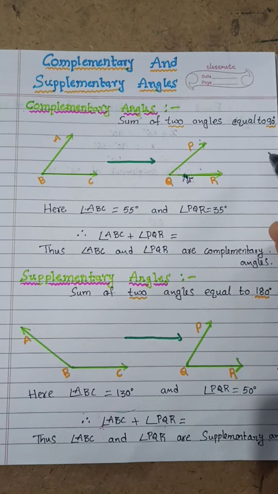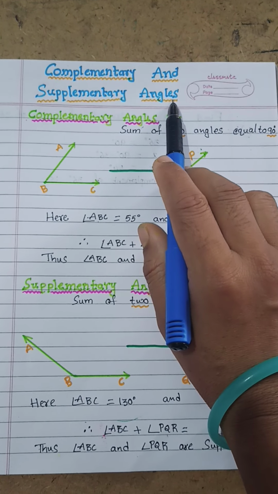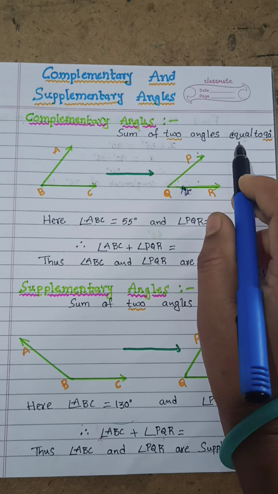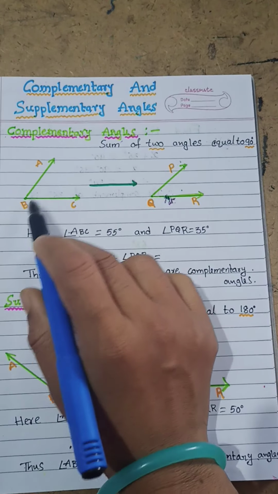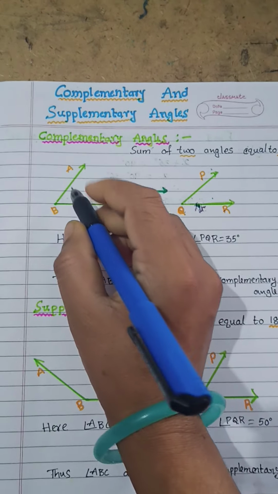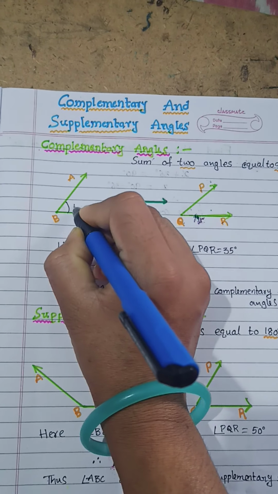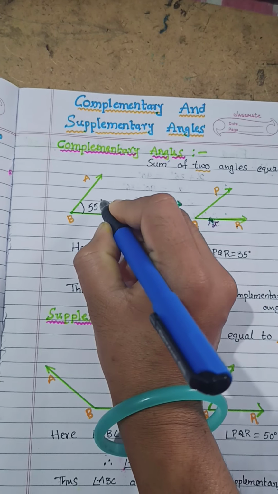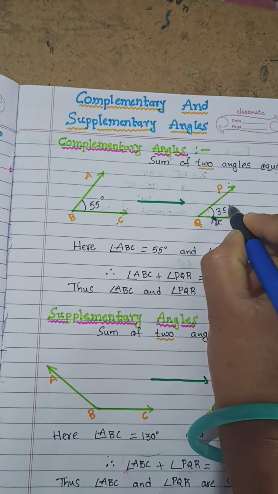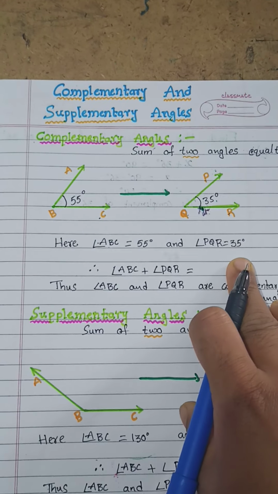Today in this session let us discuss complementary and supplementary angles. We have these angles here: angle ABC and angle PQR. Angle ABC is equal to 55 degrees. Angle PQR is 35 degrees. Here we have angle ABC 55, angle PQR 35 degrees.